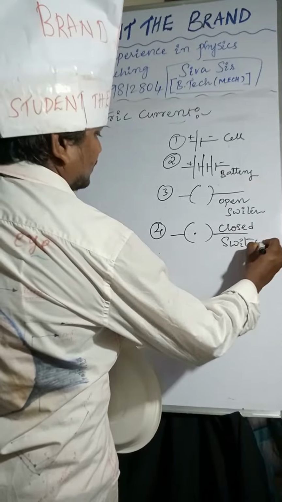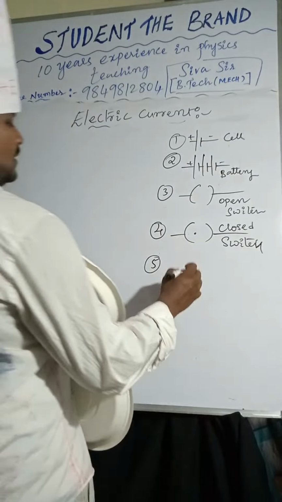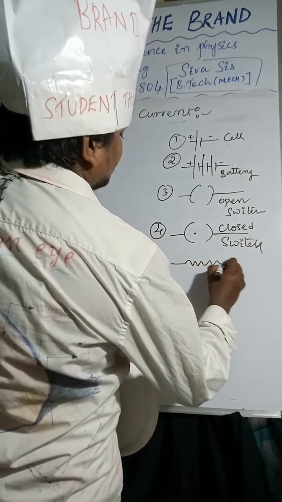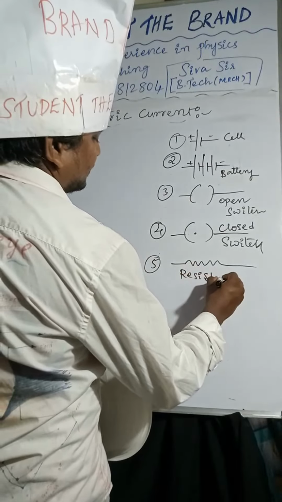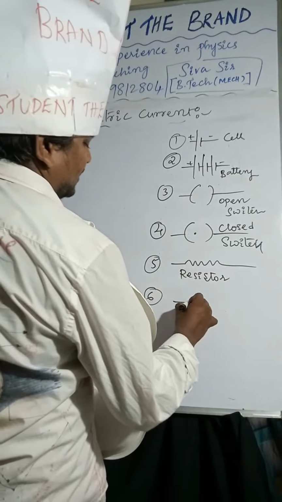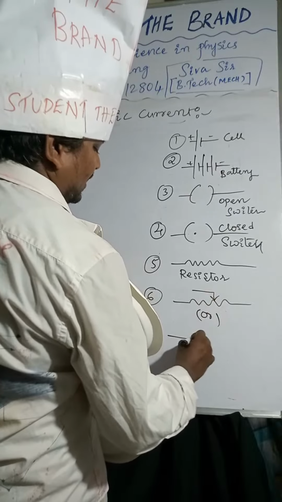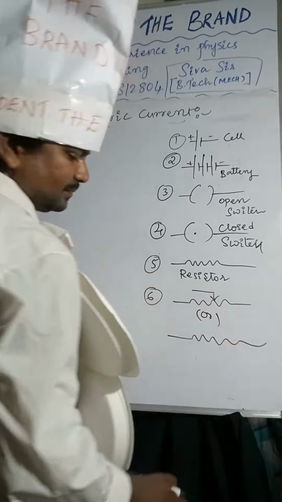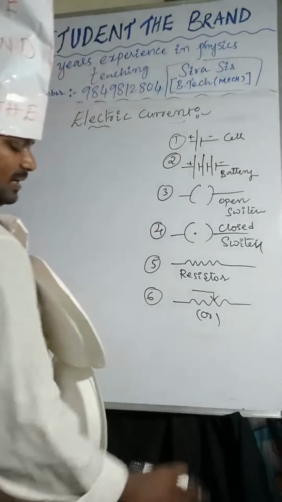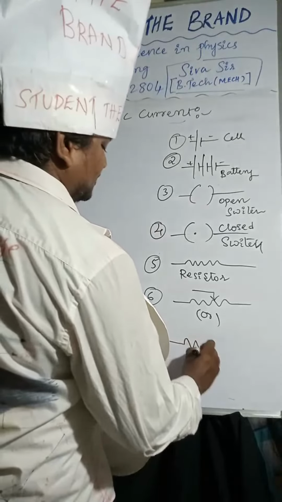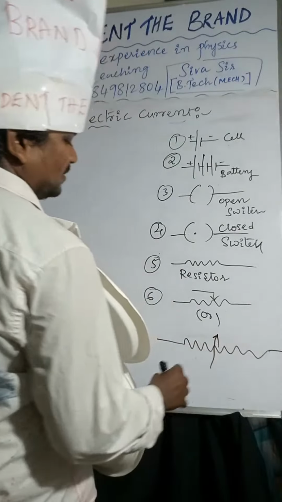Fifth one, resistor. Sixth one is rheostat. Either we can take it like this or like this also. Rheostat is the device which regulates the current without changing the voltage source.